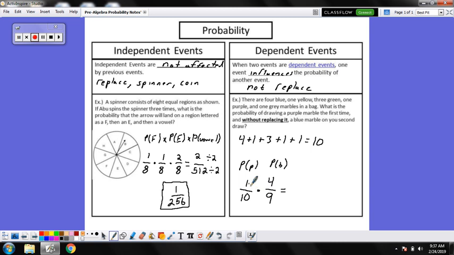So then I multiply top times top. 1 times 4 is 4. 10 times 9 is 90. I'm left with 4 over 90. Now I need to simplify that. I can divide both of these numbers by 2. 4 divided by 2 is 2, and 90 divided by 2 is 45. So the probability of drawing a purple and then a blue without replacing it is 2 out of 45.